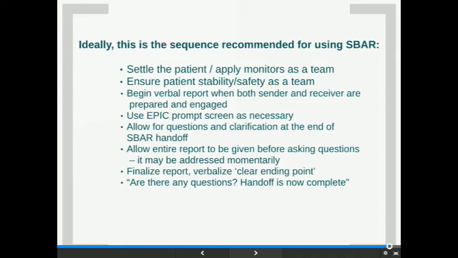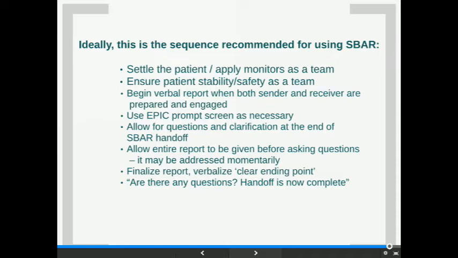Ideally, the following sequence should be utilized when giving the SBAR report. First, settle the patient and apply the necessary monitors as a team. Ensure that the patient is stable. Once both sender and receiver of the patient care are ready to begin, the verbal report should be followed, going through each section of the SBAR. Use the Epic screen as needed for reminders.